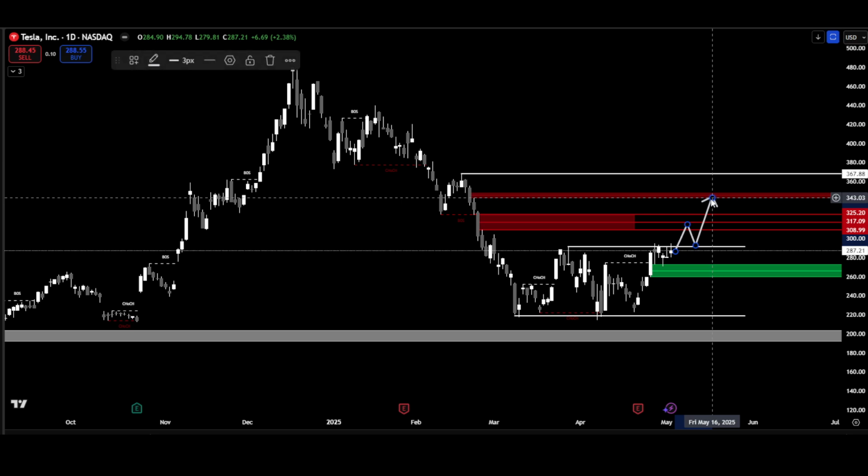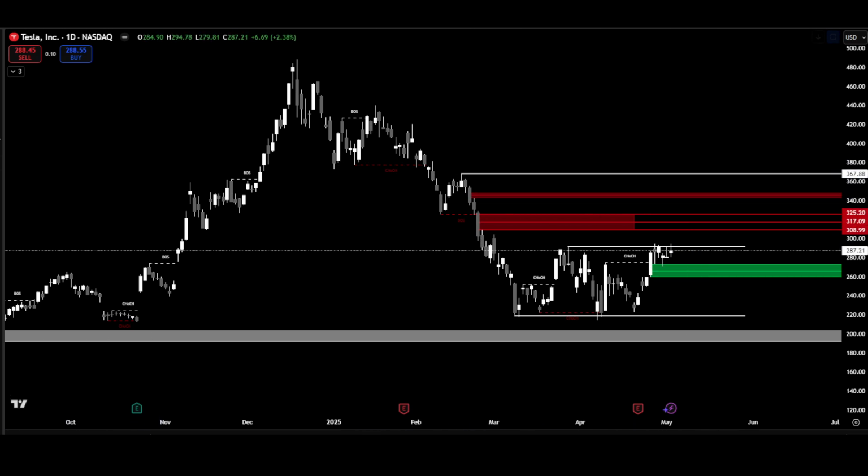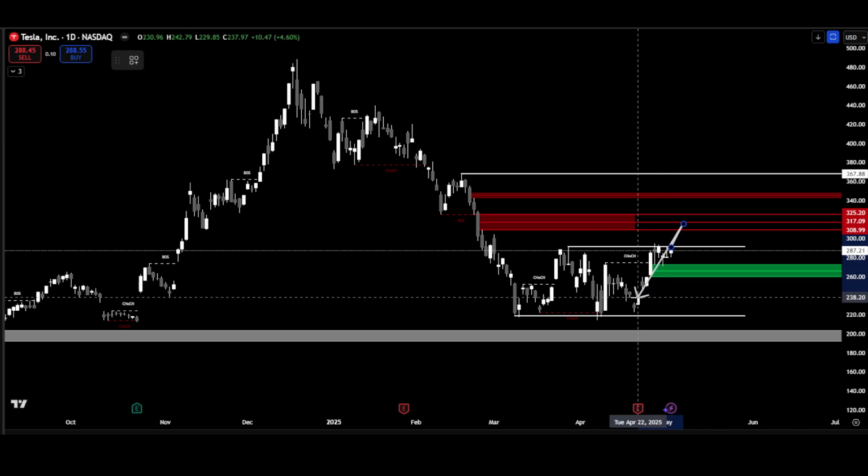Now, if we reject wherever that is, maybe we come back down and take this fair value gap out right away. Maybe we push up into that fair value gap. That level doesn't hold. We start to fall, right? Ultimately, what we'd be targeting on the downside is a retest of this fair value gap. Below that fair value gap, there's some gaps in here, right?